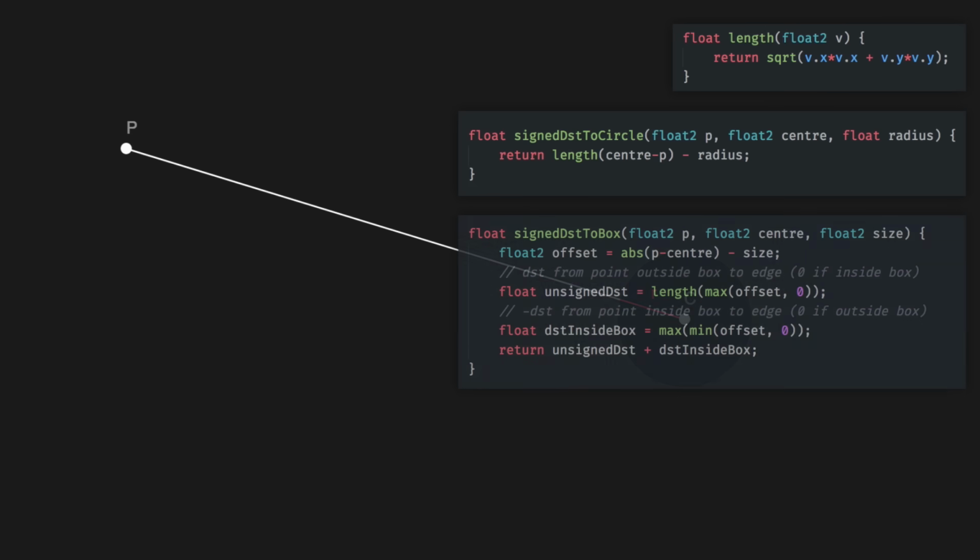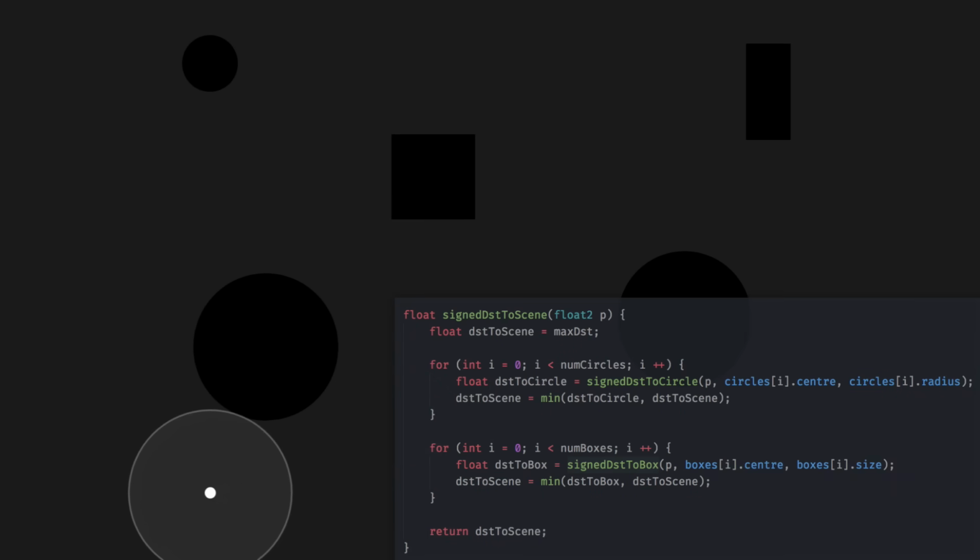But for now I'm just going to add one more distance function, which is the distance from a point to the edge of a box. So wherever the point travels in this world of boxes and circles, we can figure out how far away it is from the nearest surface by just looping over all of the shapes in the scene, calculating their distances, and returning the smallest of those values.